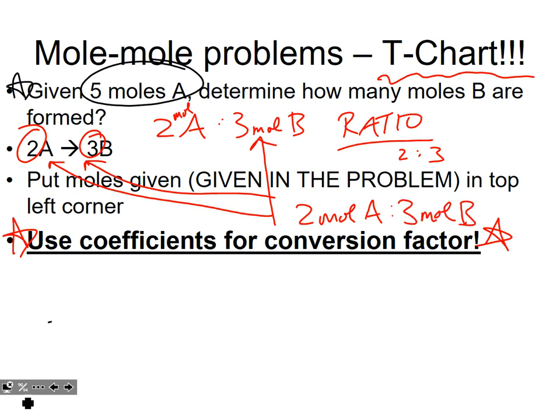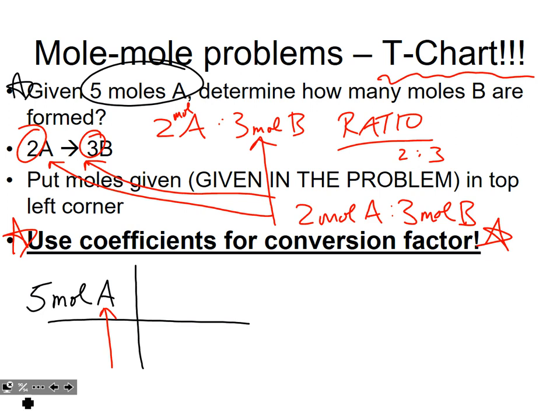So solving the problem using the T-chart method. First step, draw the T. Second step, put the number the problem gives you in the top left-hand corner. So the number the problem gives me is 5 moles of A. It's really critical that you include this. Don't just say 5 moles. 5 moles of what? Because in this problem, we are turning moles into moles. So we're not turning it into something like grams or liters, but we're turning moles of A into moles of B. So say moles of A, say moles of B.